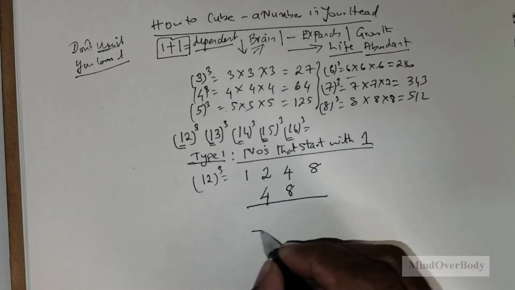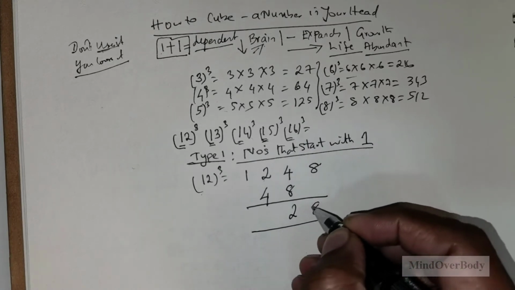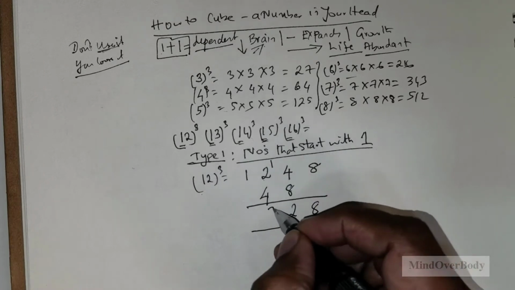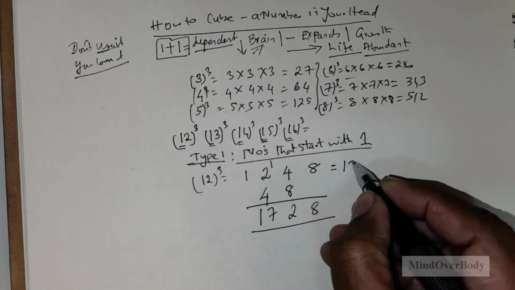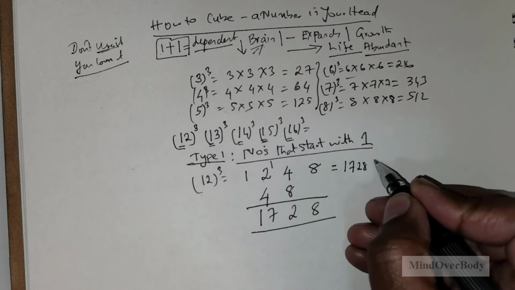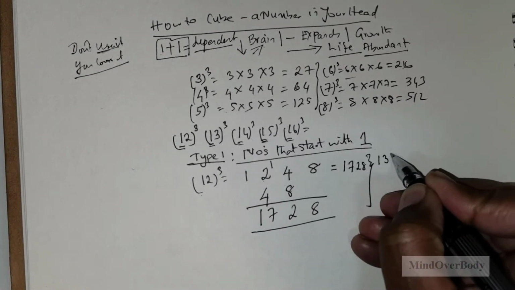Add up these quantities. This is going to be 8. 8 added with 4 is going to be 12. Carry 1. 2 added with 4 is 6. 6 added with 1 is 7. And this will be your solution: 1728.